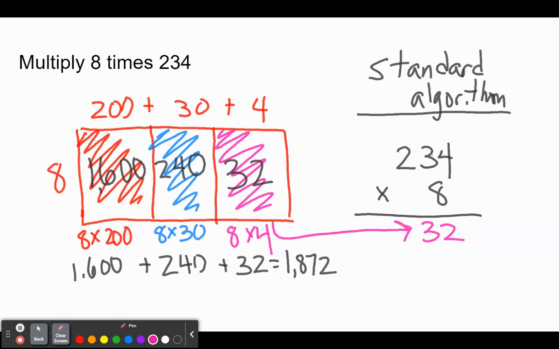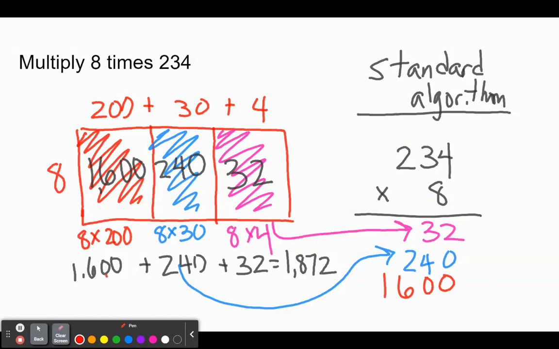Now we're going to multiply 3 tens times 8, which is going to give us 240, which is the same thing we did over here. Now we're going to multiply our hundreds. So we have 2 hundreds times 8, which gives us 16 hundreds, which is exactly what we did over here.